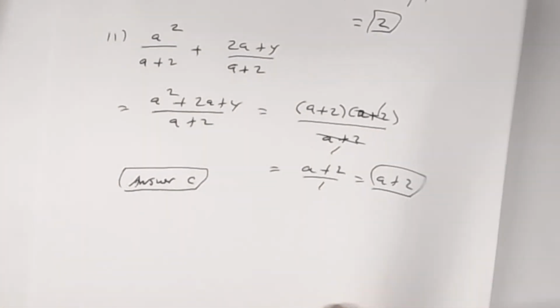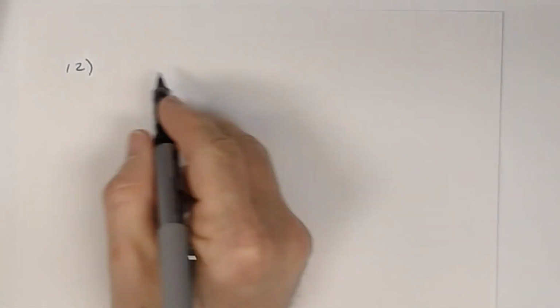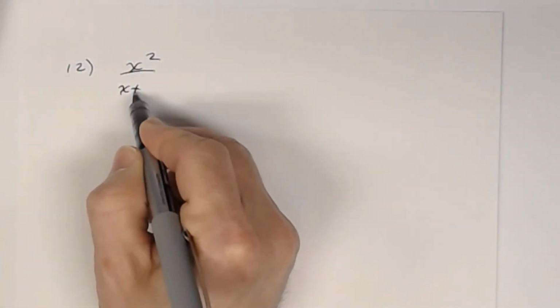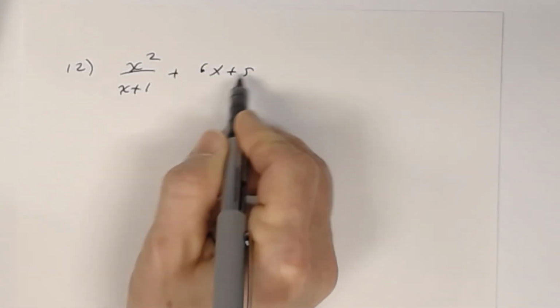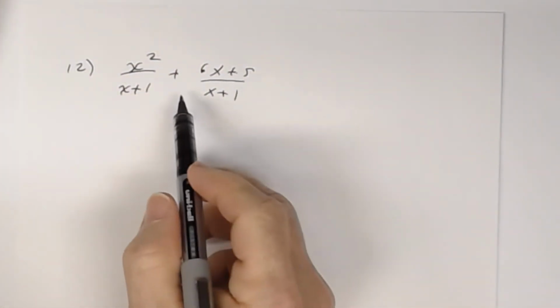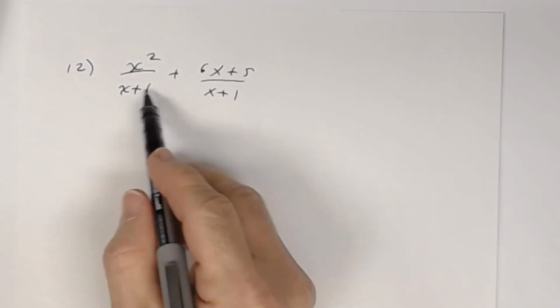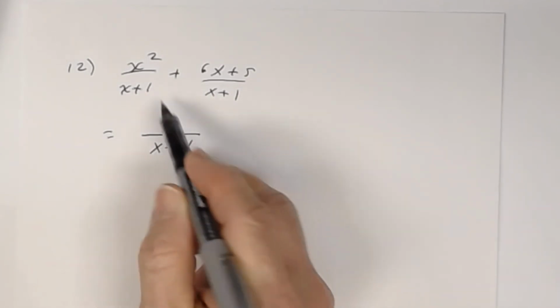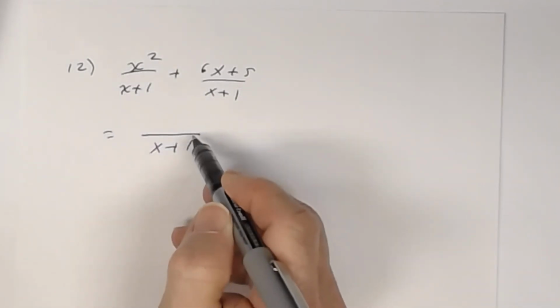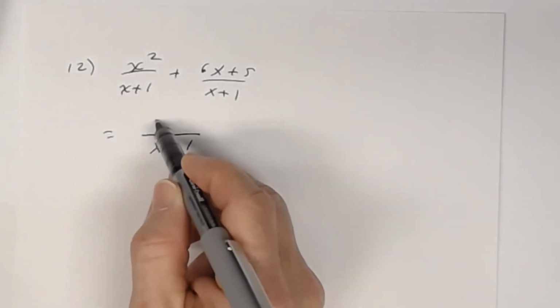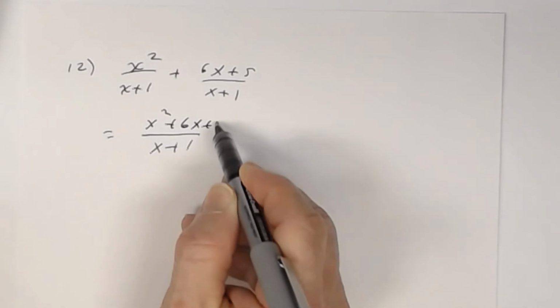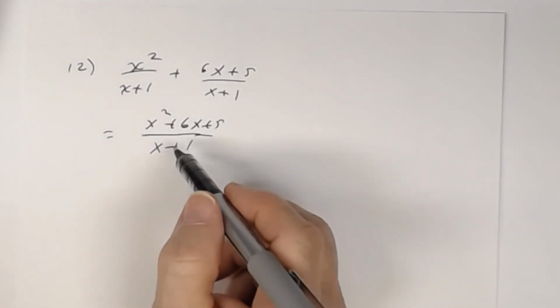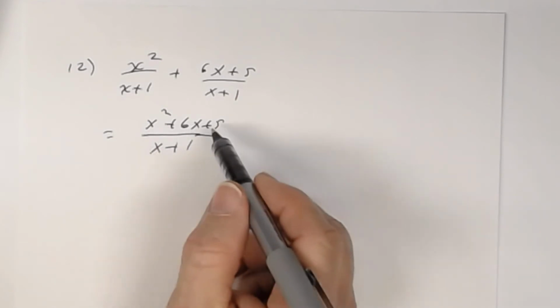All right, let's look at 12. In number 12, we have x squared divided by x plus 1, plus 6x plus 5 divided by x plus 1. Notice again I'm adding, so that's the easy kind, and also the denominators are the same. So I can write this as one rational expression, and the numerator will be x squared plus 6x plus 5. But remember, don't stop there. You've got to write your answer in lowest terms, so you've got to factor the numerator if you can.